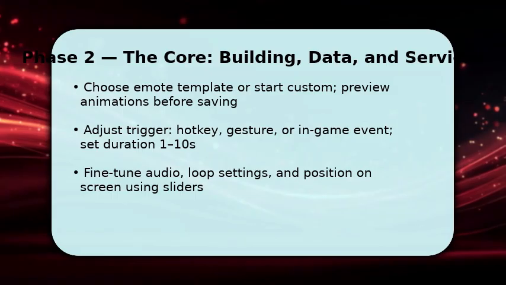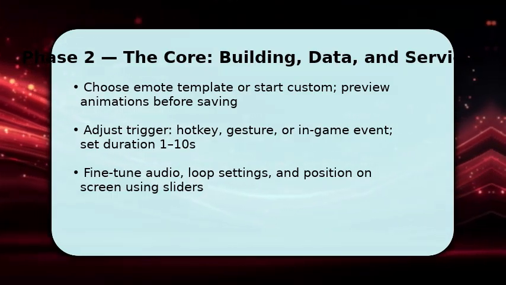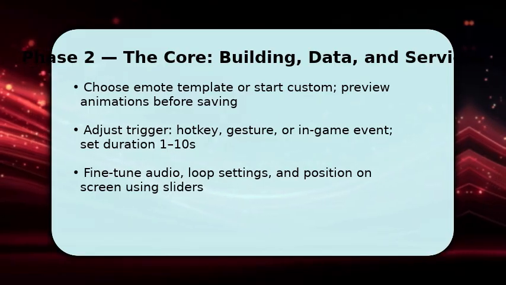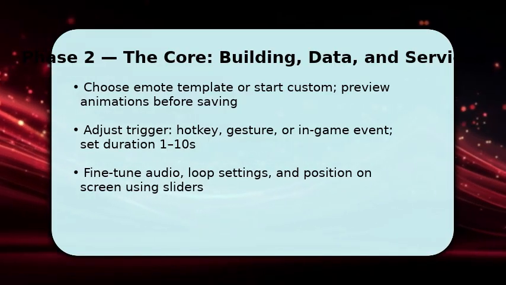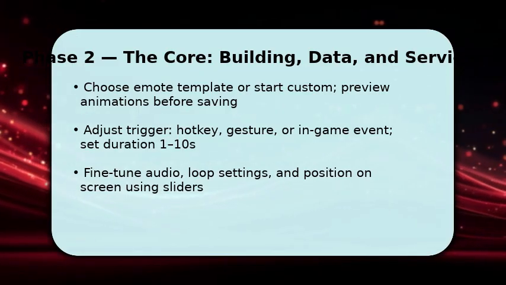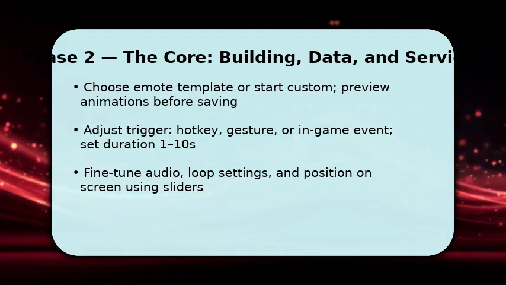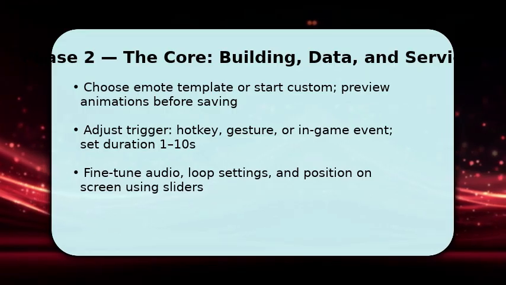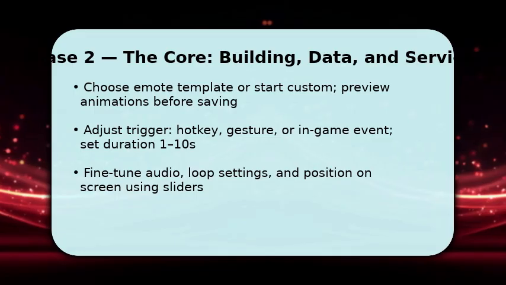Pick a template or start a custom emote and preview its animation so you know the timing. Next, configure the trigger, assign a hotkey, gesture, or hook it to an in-game event. Make the duration between 1 and 10 seconds to avoid clipping. Then fine-tune audio levels, looping behavior, and on-screen position with the sliders. This step ensures your emote fires reliably and looks polished during live play, which prevents awkward overlaps.